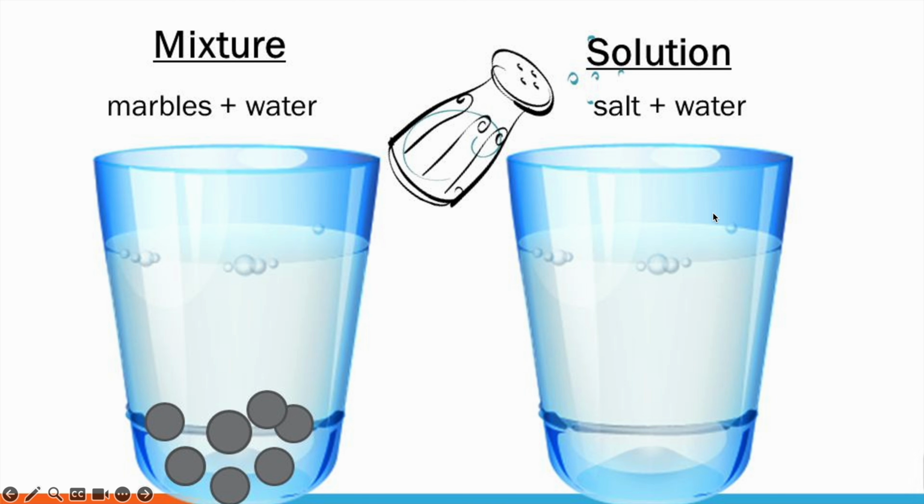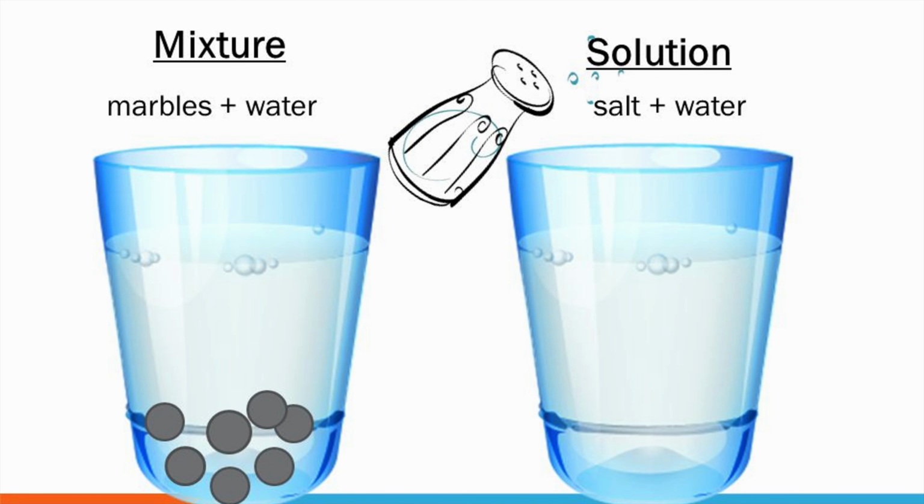So let's say I wanted to make Kool-Aid. I have the Kool-Aid powder and I have the water. What would be the solute and what would be the solvent? The solute would be the Kool-Aid powder because that is going to be poured inside the water and it's going to be mixed in the water. What would be the solvent? The solvent would be the water.